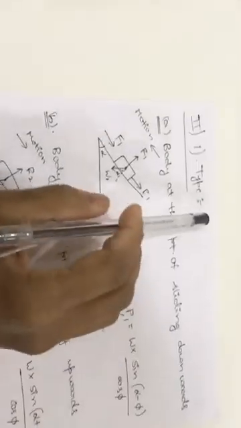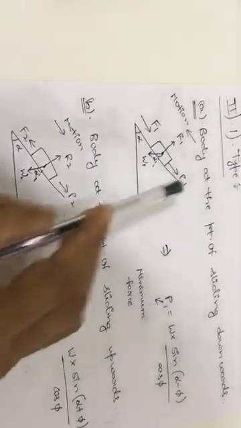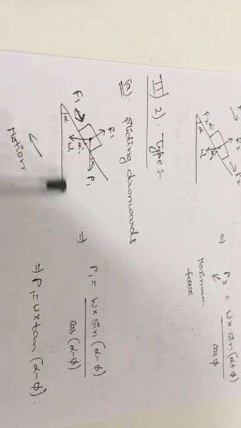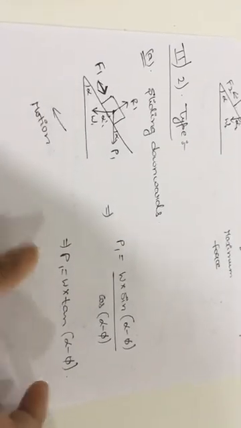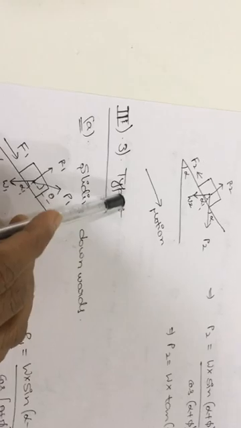Once again observe all the diagrams. Here first type, force is acting along the inclined plane. P1 and P2 are acting along the inclined plane. These are the two formulas. Here P1 is acting horizontally to the horizontal plane, P1 formula. Here P2 acting horizontally to the horizontal plane, P2 formula. Last, third type.